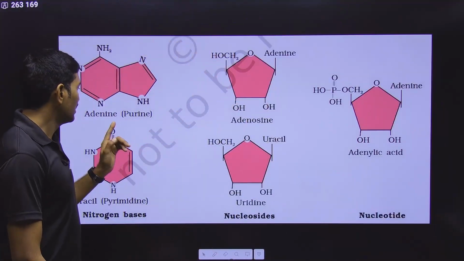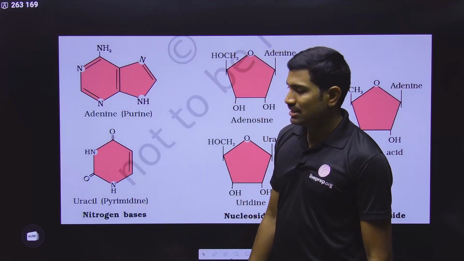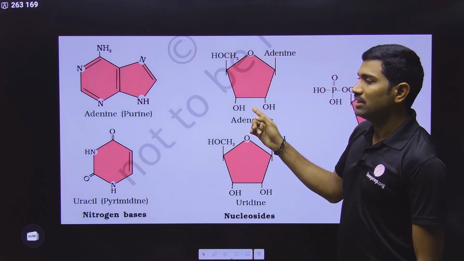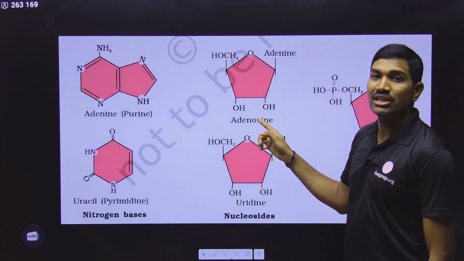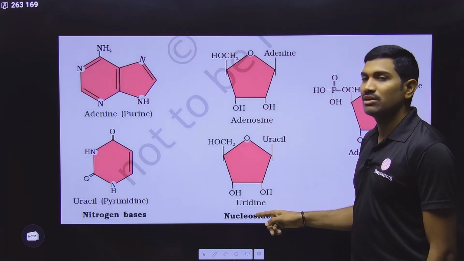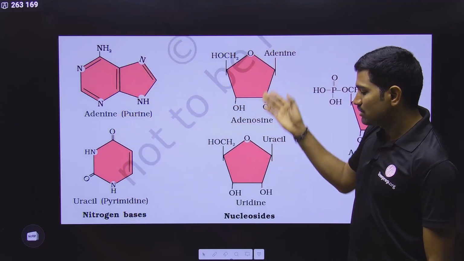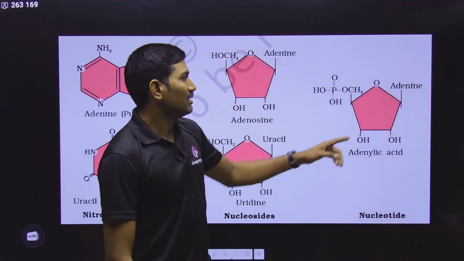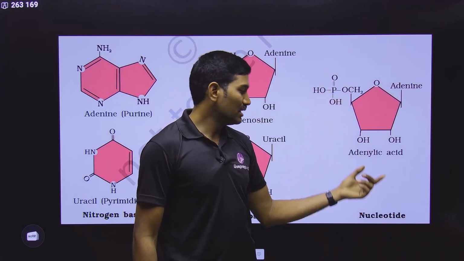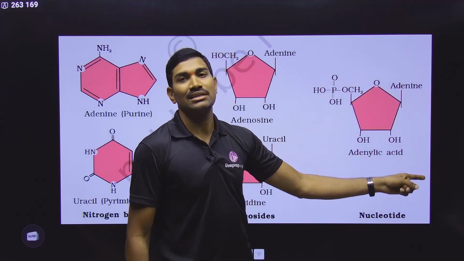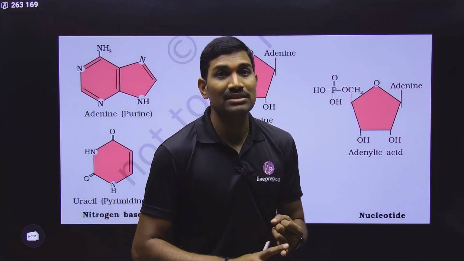This is the NCERT diagram, and here they have given the structure of adenine as an example of purine. This is the structure of uracil as an example of pyrimidine. Now here, adenine plus this ribose sugar, adenine plus ribose, that's why it is adenosine. This is uracil plus ribose, that's why it is uridine. So these two are examples of nitrogenous bases, and these two are examples of nucleosides. And here, nitrogenous base adenine plus ribose sugar plus a phosphate group means it is a nucleotide. This is adenylic acid. So in this way they have given a few examples, but you need to understand all these things with structures, names, everything.